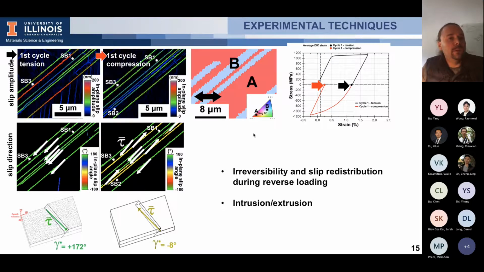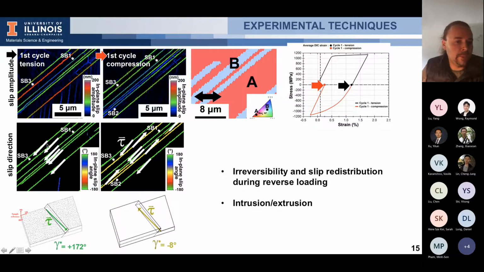We can even go further using this advanced code, and I want to detail this very briefly here. So I'm focusing on a specific region where we have very high irreversibility. On the top, it's after the tensile part of the first cycle, so you can see all the slip events. The amplitude is given in nanometers. And on the top right or middle, it's at the end of the first cycle, so after tension and compression, you can see that you still have some amplitude for the slip event.